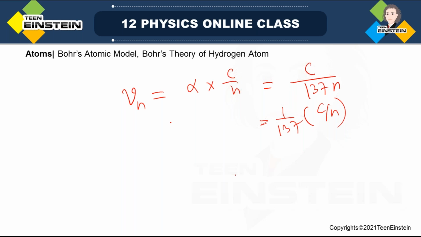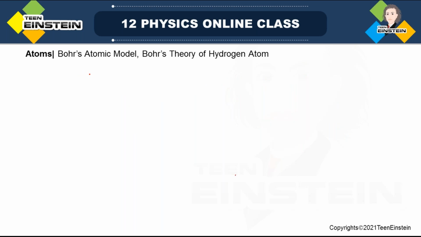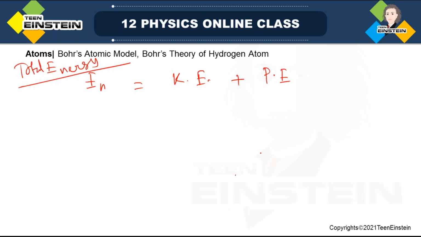Now look, I'll calculate the total energy. Total energy En can be written as the sum of the kinetic energy plus potential energy. So I'm calculating the total energy of a hydrogen atom. What is the kinetic energy? Kinetic energy can be written as half m v square.